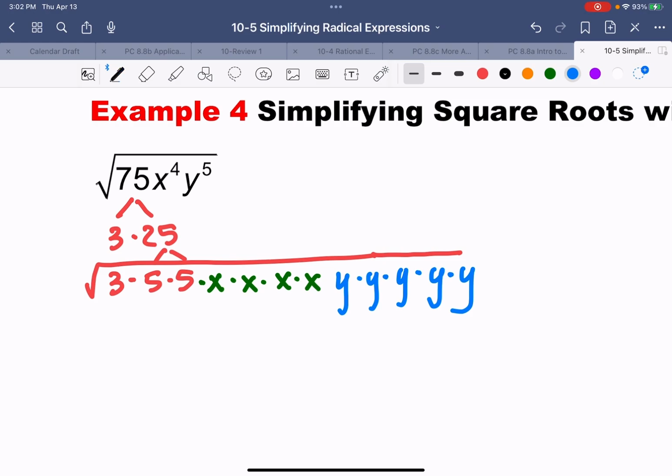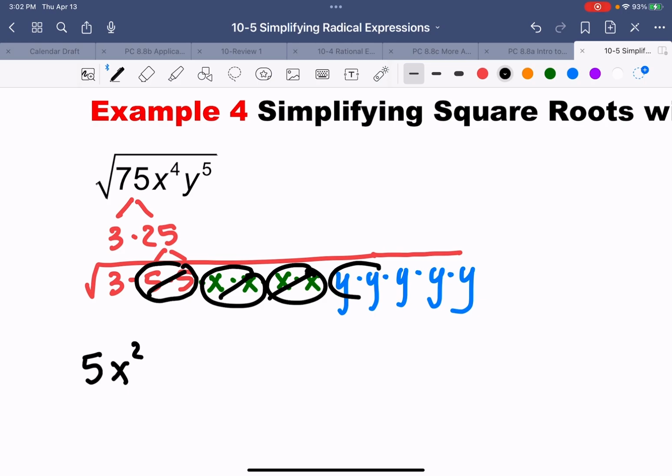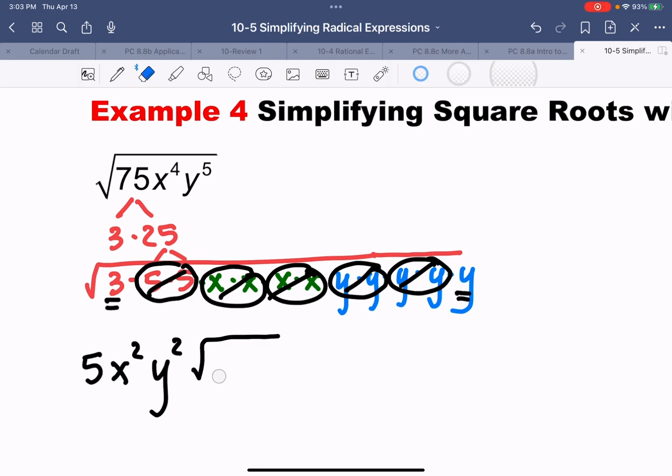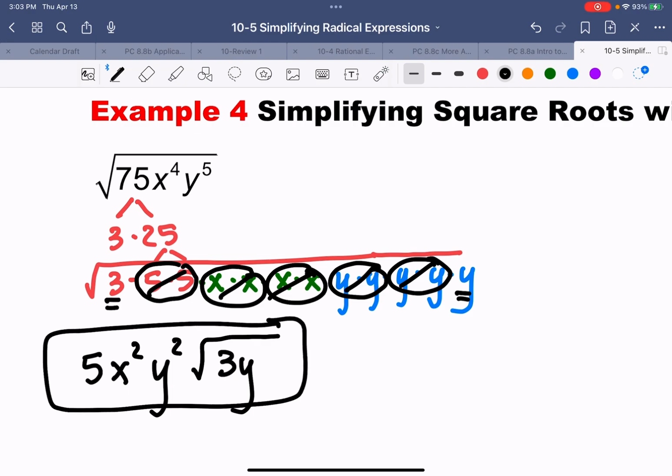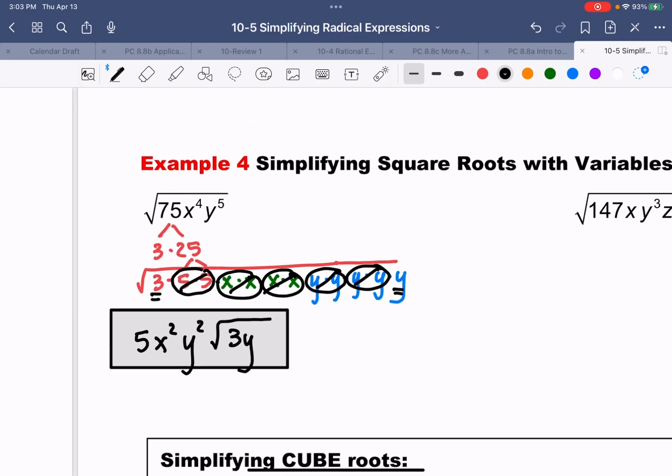Since it's a square root, I take out pairs. I can take out a 5. I can take out an x times an x, so that becomes x squared. I can take out a y times y, which is y squared. It helps to cross them out so you can see what's left, 3y. So just stay organized and show all those steps, okay?